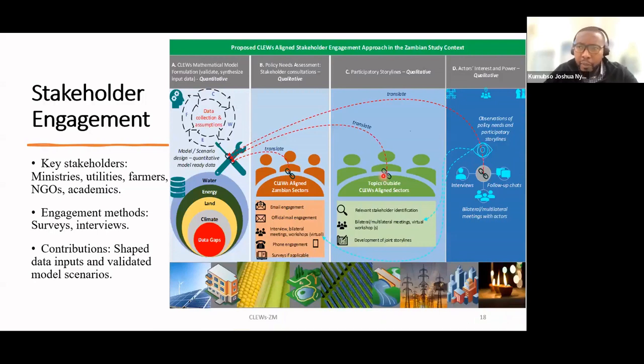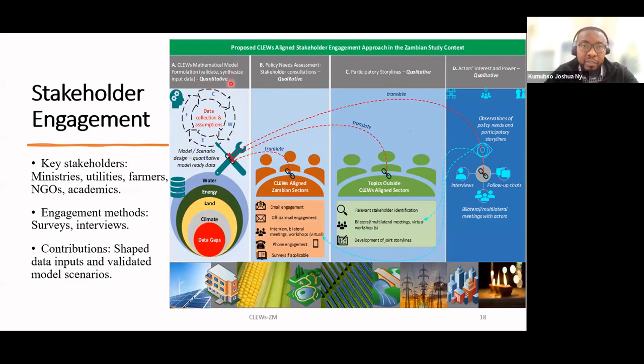I think one key aspect that we also ensure that we do justice to is trying to be inclusive in what we're trying to do. Because once stakeholders are engaged, it ensures that your findings are inclusive, and also the policy recommendations become inclusive, and it enhances the implementation thereof. So these are some of the stakeholders that were involved, and the process in this regard. Here we've got the CLEWs mathematical model formulation, which is a combination of climate, land, energy, and water, while understanding the data gaps that are evident.